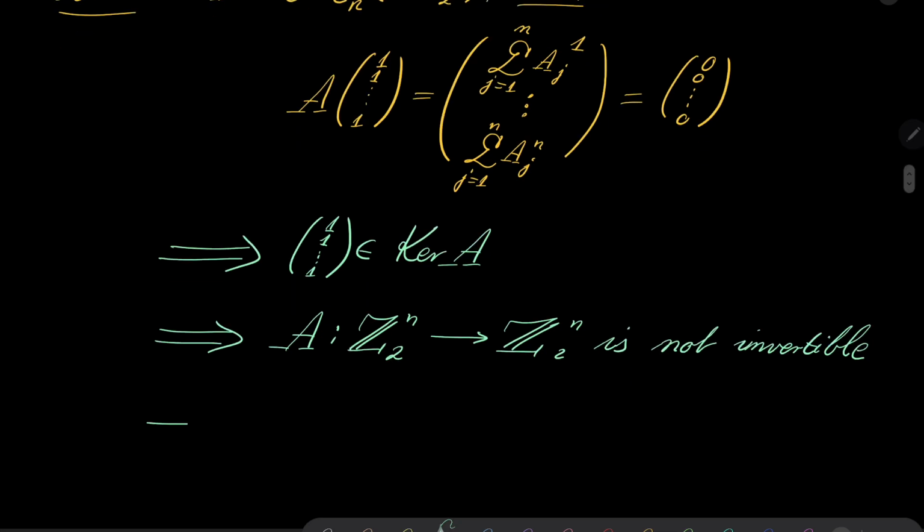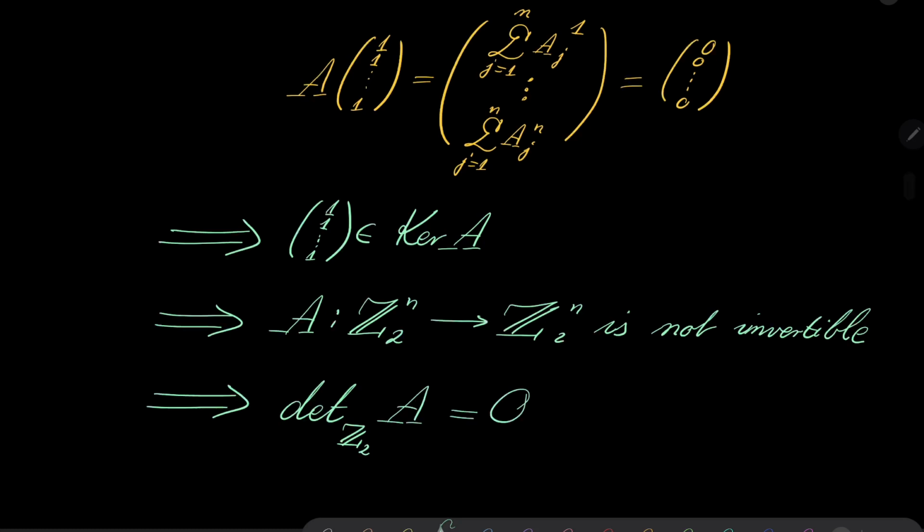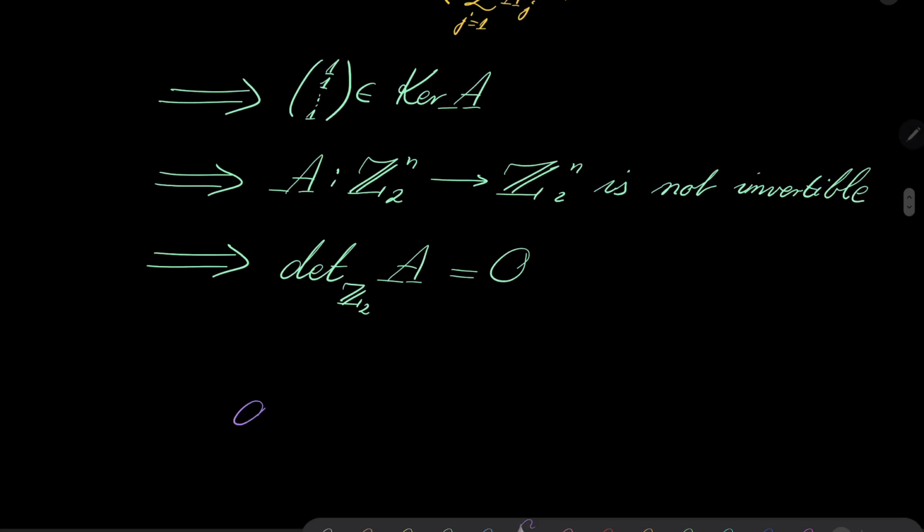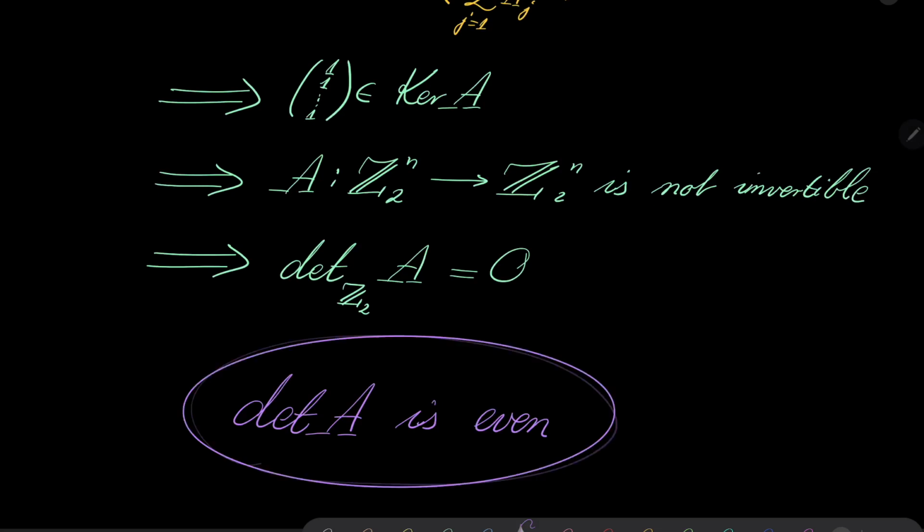It's not invertible because it's a square matrix and it's not injective. Alright, which of course means that the determinant of this matrix, let me be very clear, determinant again viewed as element of Z2 must be 0. Which means, of course, that the determinant of our matrix is even. So the determinant of A is even, because in Z2 it's 0. And this closes our problem. Our determinant is even. A very beautiful problem.